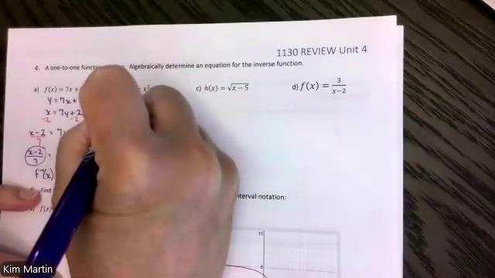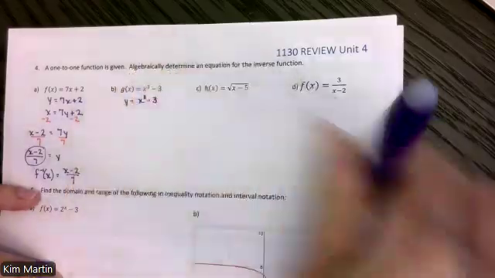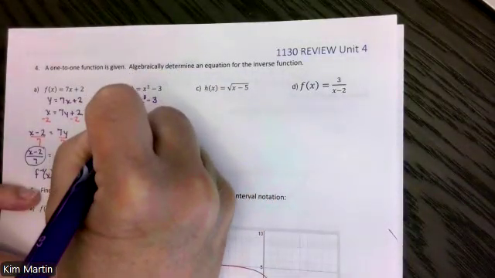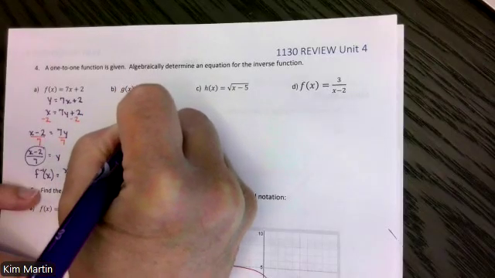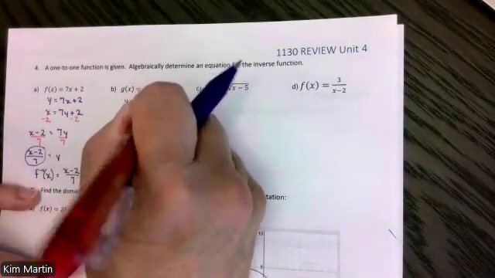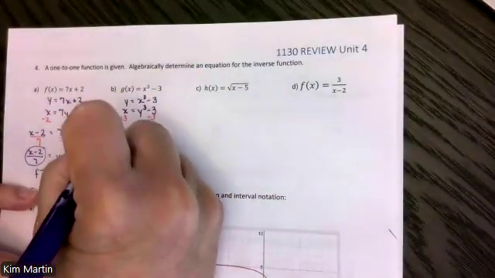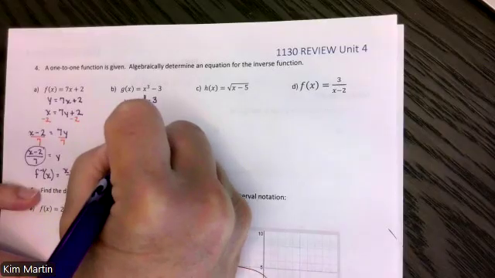Take out your g of x, replace it with y. Switch your x and your y. So x goes here, y goes here. Solve for y. We're going to add 3. And we get x plus 3 equals y cubed.